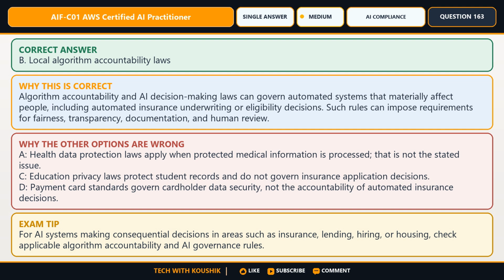Check why each remaining option is not the best fit. A. Health data protection laws apply when protected medical information is processed. That is not the stated issue. C. Education privacy laws protect student records and do not govern insurance application decisions. D. Payment card standards govern cardholder data security, not the accountability of automated insurance decisions. Use this elimination rule in the exam. For AI systems making consequential decisions in areas such as insurance, lending, hiring, or housing, check applicable algorithm accountability and AI governance rules.